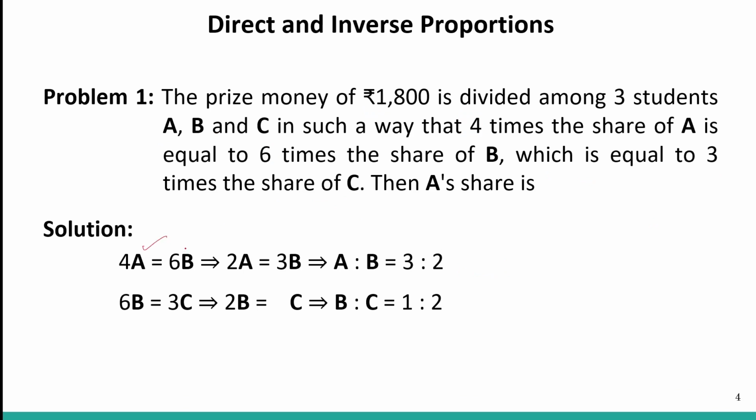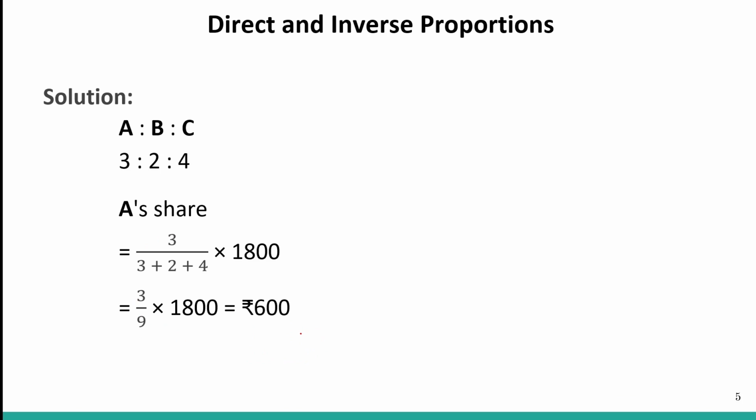So 4A is equal to 6B, and 2A is equal to 3B. This implies A is to B is equal to 3 is to 2. So 6B is equal to 3C. This implies B is to C is equal to 2 is to 1, and C is to B is equal to 1 is to 2. So A is to B is to C is equal to 3 is to 2 is to 4.